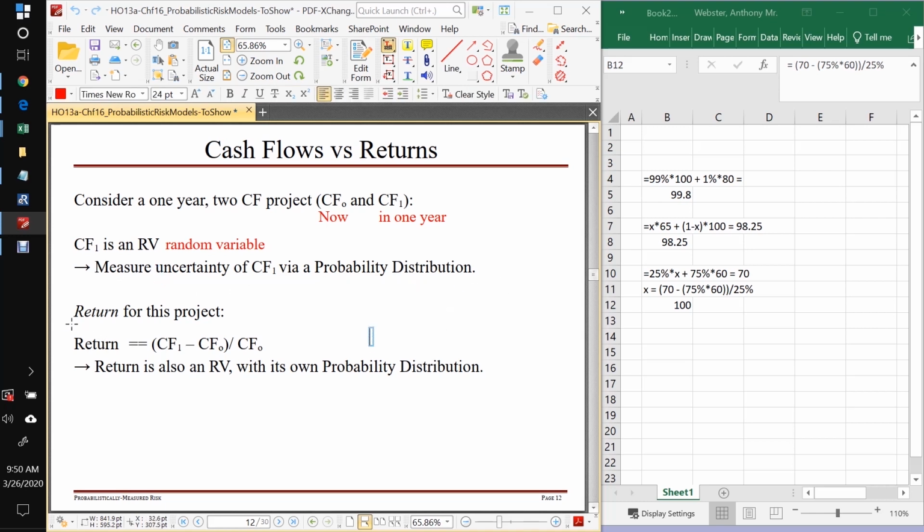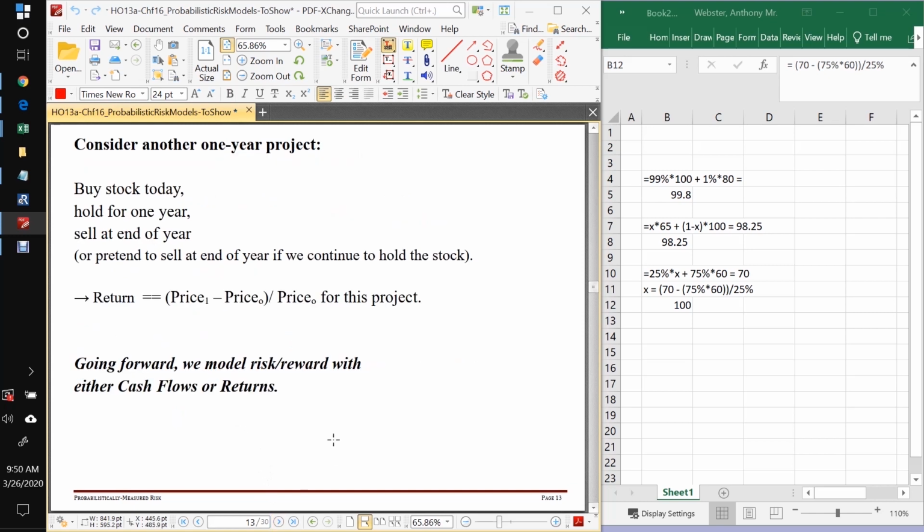We also want to start thinking about returns for this project. And we define our return for a project like this as the cash flow that we get back at the end of the project, that's cash flow 1, minus the cash flow we put into the project at the beginning, that's cash flow 0, divided by the amount we put in at the beginning. So since cash flow 1 is a random variable with a probability distribution, the return is also going to be a random variable with a probability distribution.